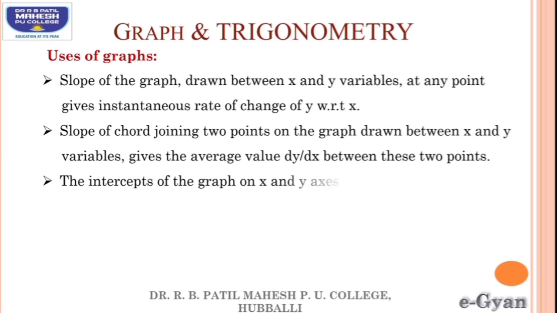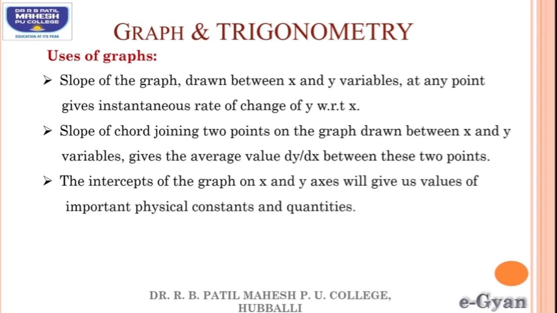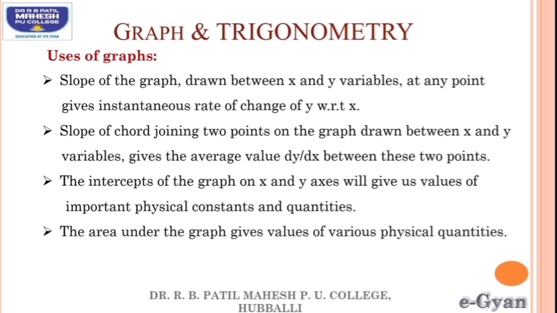Third point, the intercepts of the graph on the x and y axes will give us the values of important physical constants and quantities. Fourth point, the area under the graph gives the value of various physical quantities. If you find the area under the given graph, then we get the value of various physical quantities.